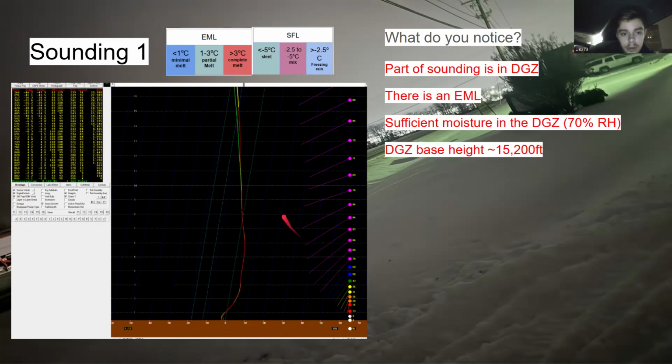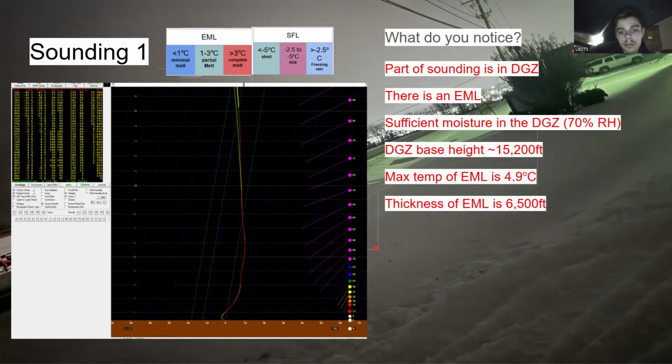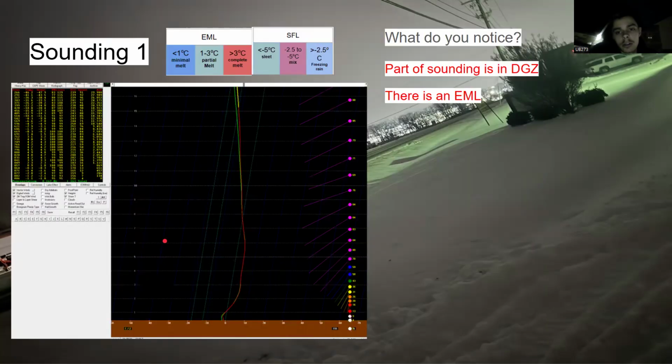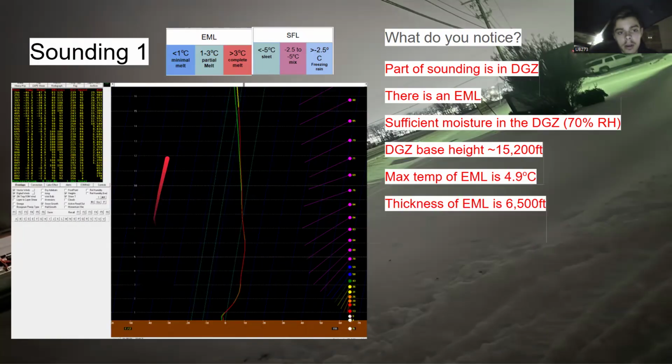Dendritic growth zone base is at 1,500 feet. The max temperature of the elevated melting layer is 4.9 degrees. So we can look at this graphic right here to know what's going to happen to our ice crystal. Well, it's greater than 3 degrees, so that's a complete melt. The thickness of the elevated melting layer is 6,500 feet. And if we go back to this slide, total melting is going to occur. I should have put that on here too. So complete melting is occurring.